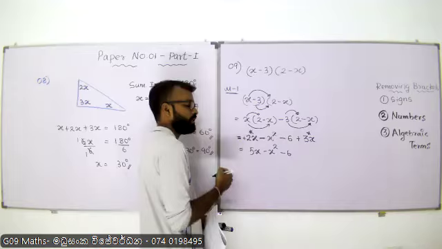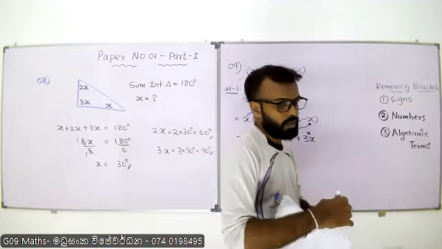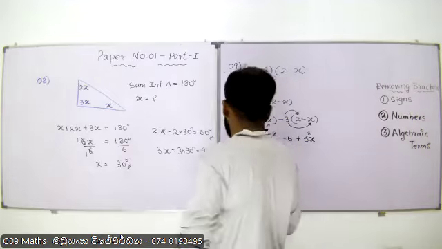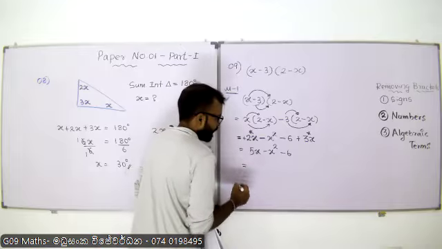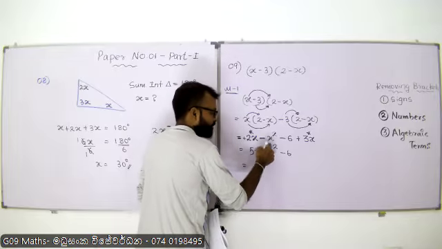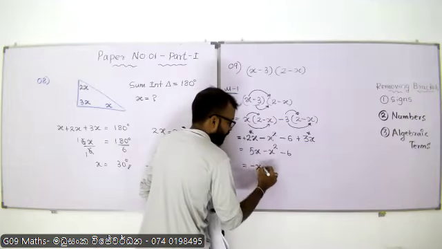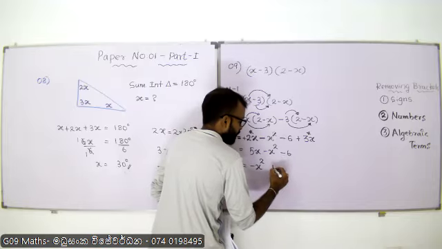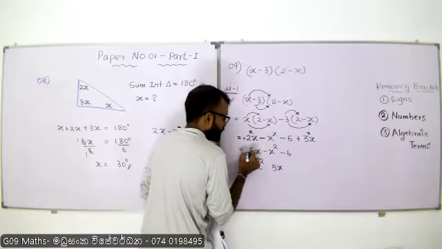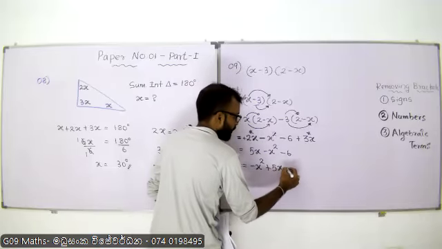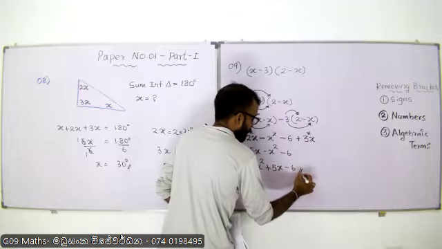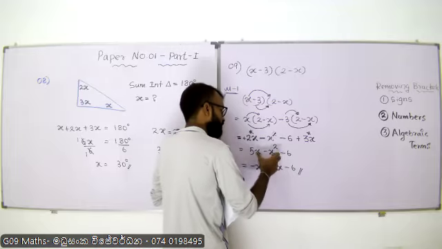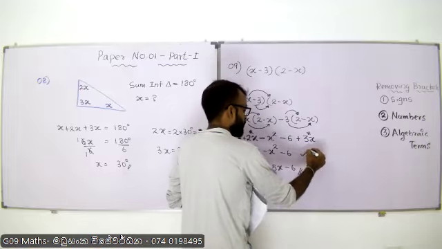But this is not the standard way you are going to write. What is the standard way? This is negative x squared. So take it to the front because that is the highest power of x. Then 5x, positive 5x. Then negative 6. This is the standard method, but this answer is also correct.